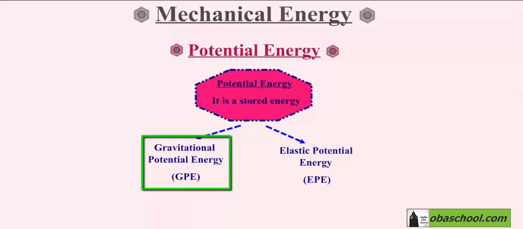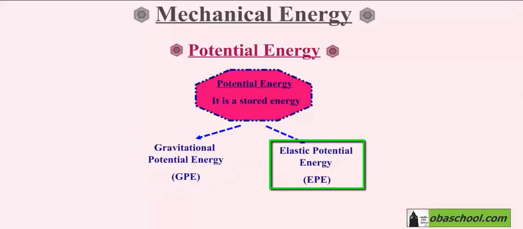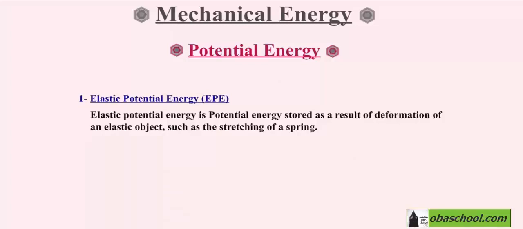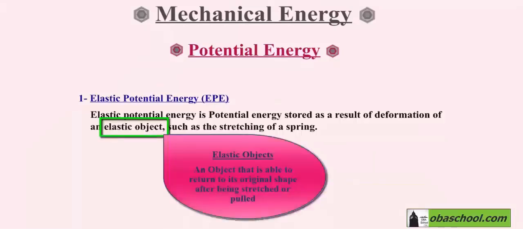In this video, we will explain the second type of potential energy, the elastic potential energy. Elastic potential energy is potential energy stored as a result of deformation of an elastic object, such as the stretching of a spring. And elastic objects are known as the objects that are able to return to their original shape after being stretched or pulled.